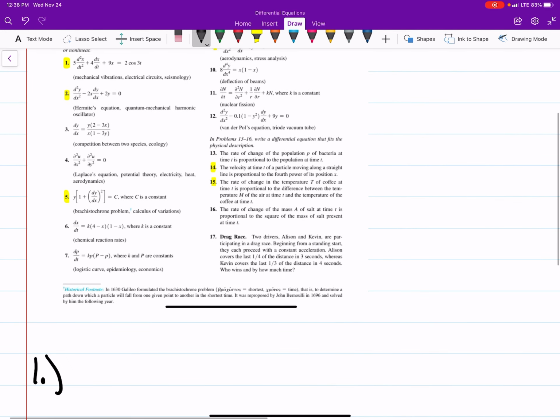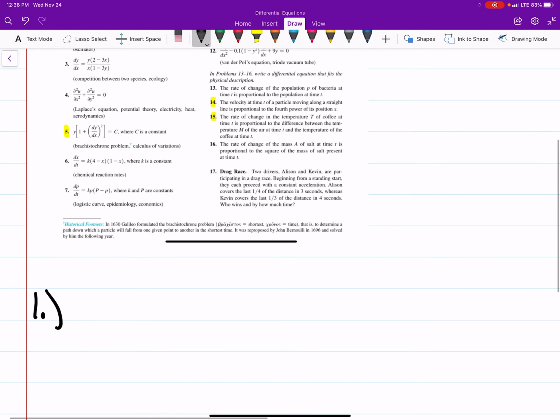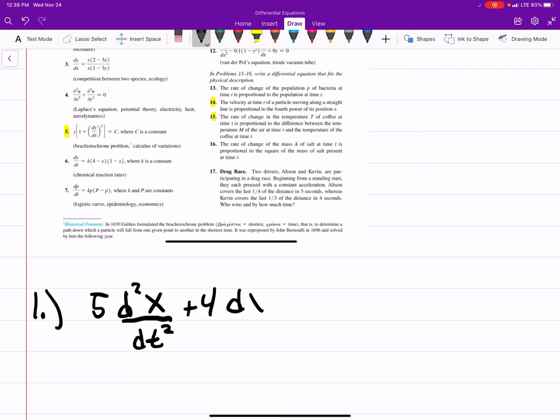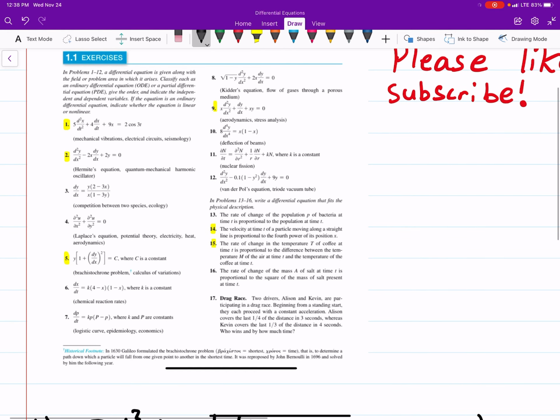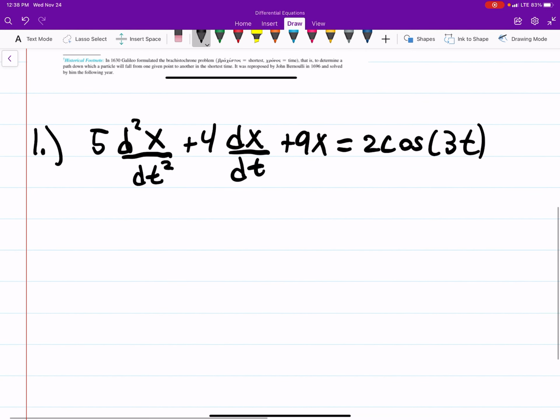First off, for number 1, let's write it out. 5 second derivative of x with respect to time plus 4 x, plus 9 x equals cosine of 3t. So this is a differential equation which is used in mechanics, vibrations, electric circuits. First off, they're just regular derivatives, not partials. So this is an ODE, an ordinary differential equation.